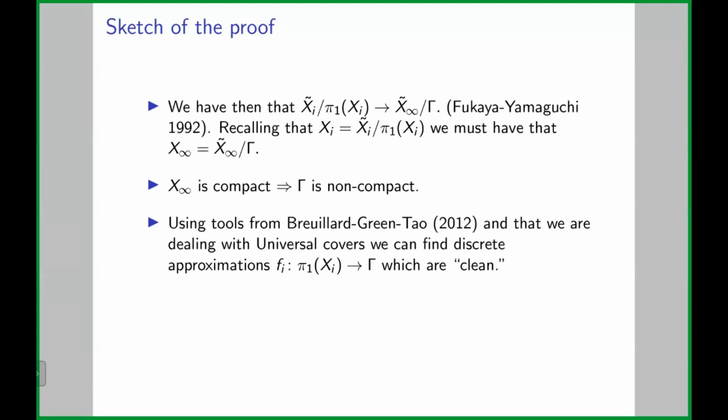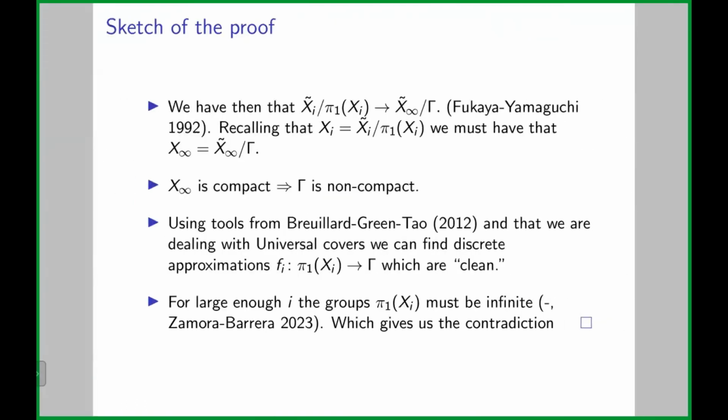The displacement is less than 40 times the diameter or something. We have a uniform bound, and these are the determining sets that work. So once we have these clean approximations, what we prove is that actually in this setting, if you have approximations that are clean, then the groups must actually be infinite for large enough i.